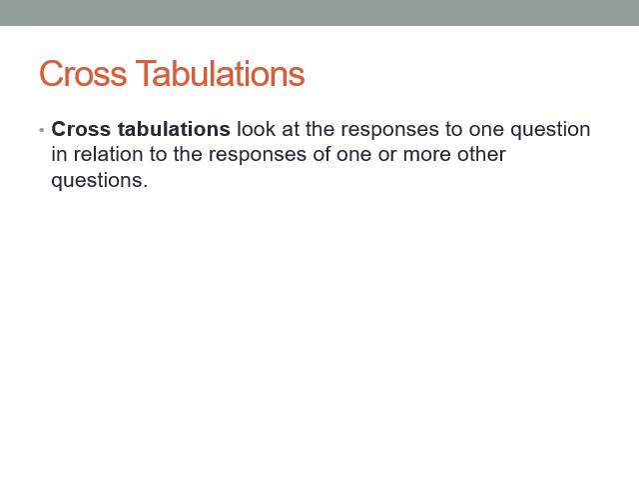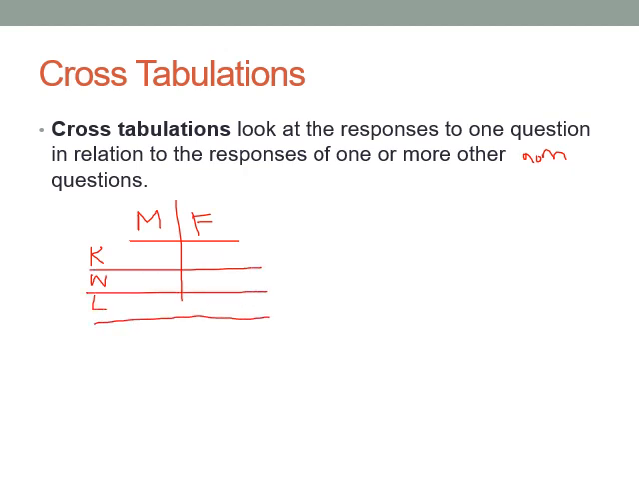Cross tabulations look at the responses to one nominal question in relation to the responses of one or more other nominal questions. So we're still in this categorical data world, but what we're doing now is we're going to set up a table so that you have, let's say, male versus female, but also not just how many people were male versus female, but how did these men and women answer where they shop, at Kroger, Walmart, or Larson's Big Star.